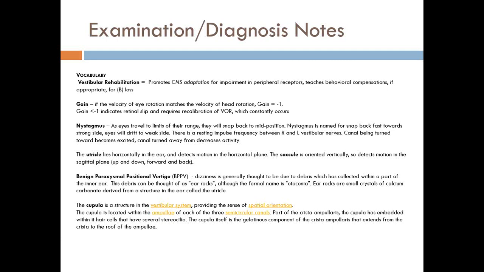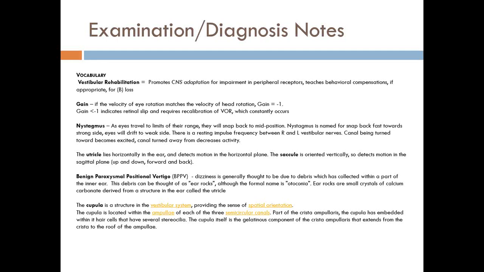The utricle lies horizontally in the ear and detects motion in the horizontal plane, while the saccule is oriented vertically and detects motion in the sagittal plane, up and down, forward and back. So if you stand up, sit down, or if you look up, look down. Okay? So the way I usually try to remember this is that the utricle has the U, and even though that might usually tell us up, down, in this case it's horizontal, so the U speaks to us biasing the horizontal movements in the ear.